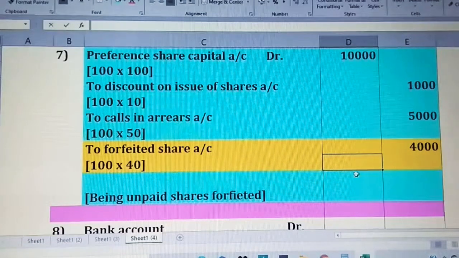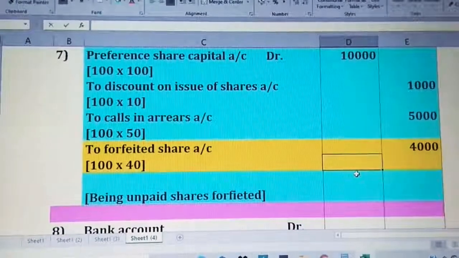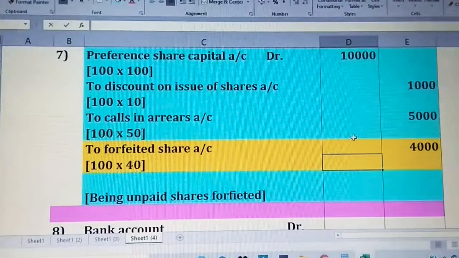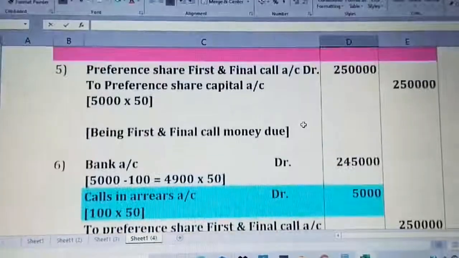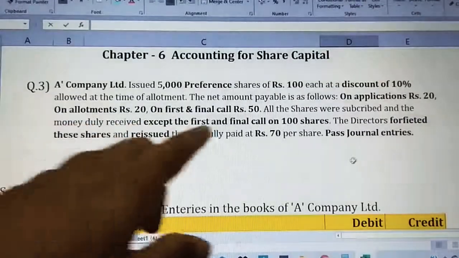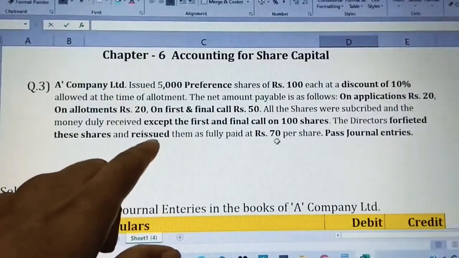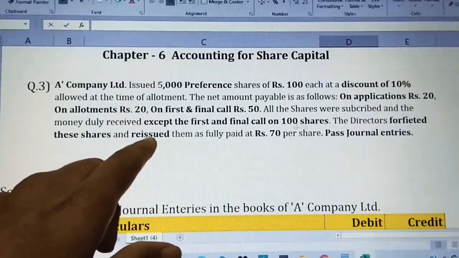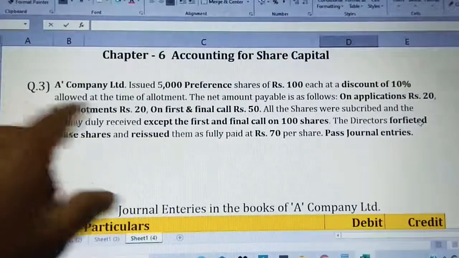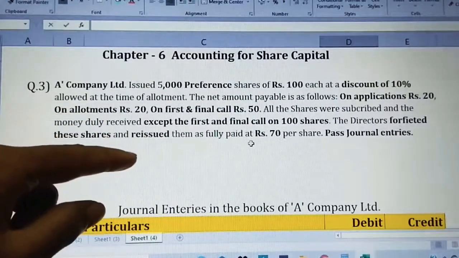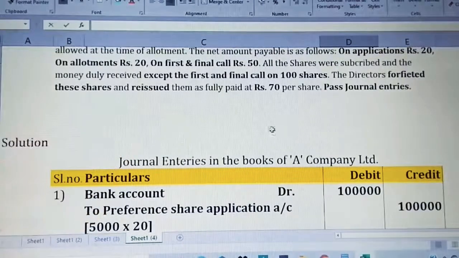Just observe. Now moving on to the next entry. Reissue entry. Now let us go for the question and observe once what is the reissue rate. It was reissued at 70 per share. So 100 rupees we have made the forfeited entry. It's completed. Now reissue entry is going to be taken up at rupees 70.